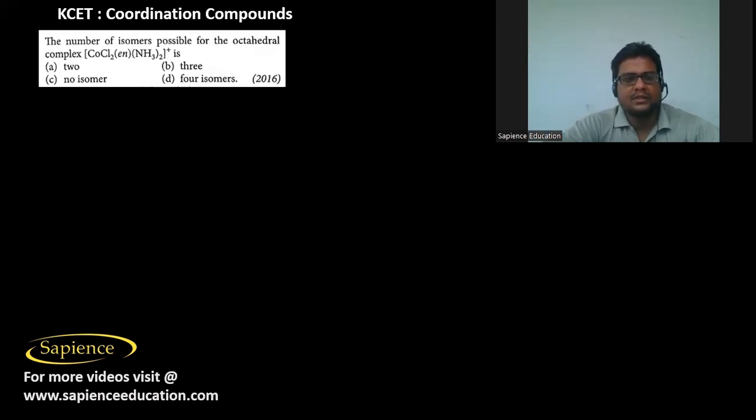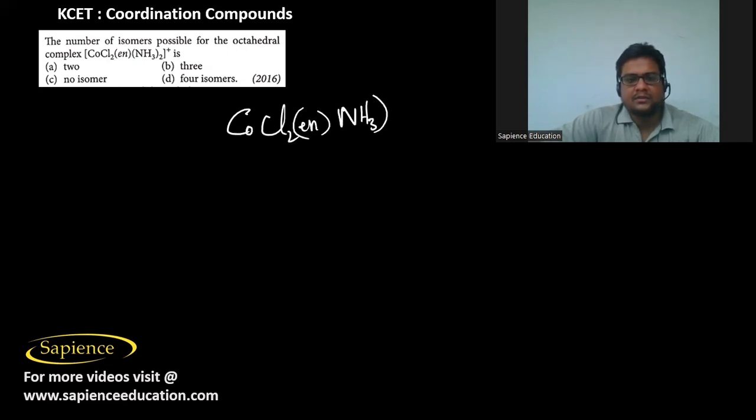Then here it is told the number of isomers possible for the octahedral complex [CoCl2(NH3)4]+ is. The number of isomers possible for the octahedral complex, this is.